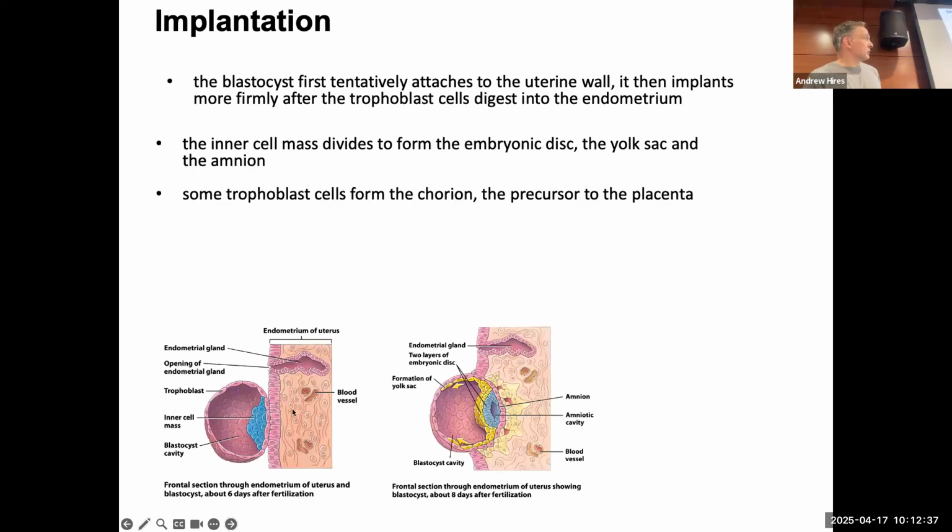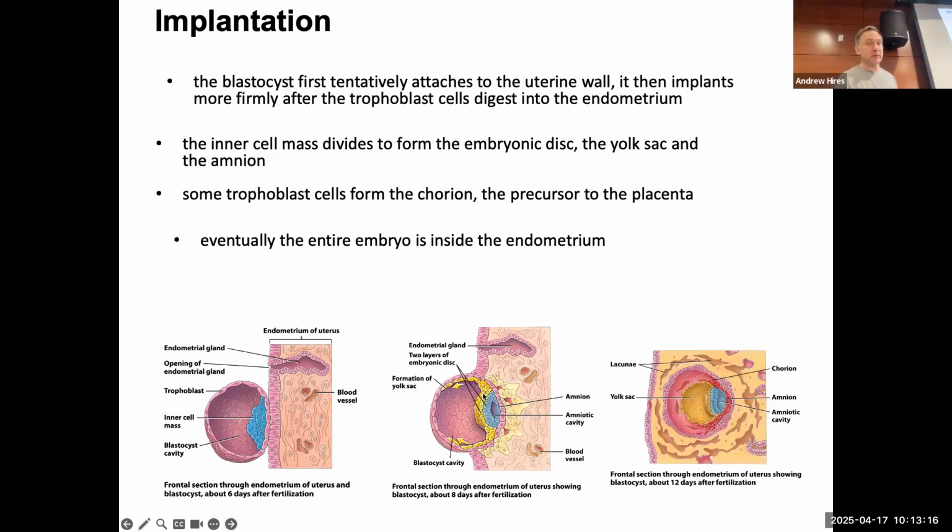So the inner cell layer is going to start dividing to form an embryonic disc, okay? This is the first formation of the amniotic cavity, which is going to be a bag of fluid that surrounds and protects the developing embryo and the developing fetus. And some of these trophoblast cells are dissolving the material. Some of them are going to start providing this chorion. This is when the human chorionic gonadotropin starts to be released, okay? And that chorion is what is going to eventually form into the placenta.